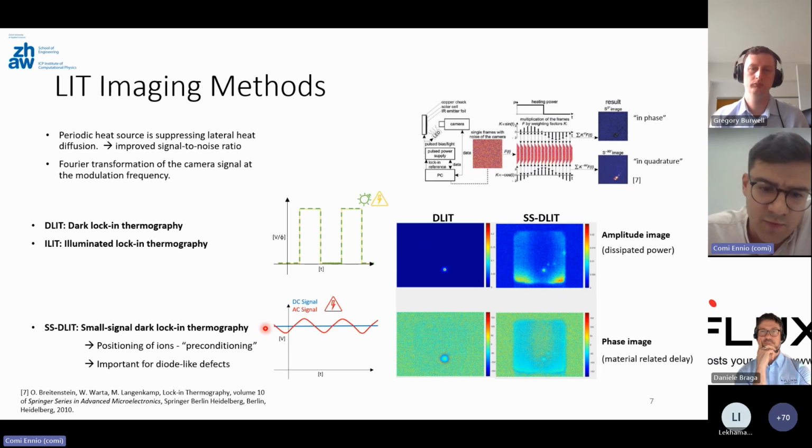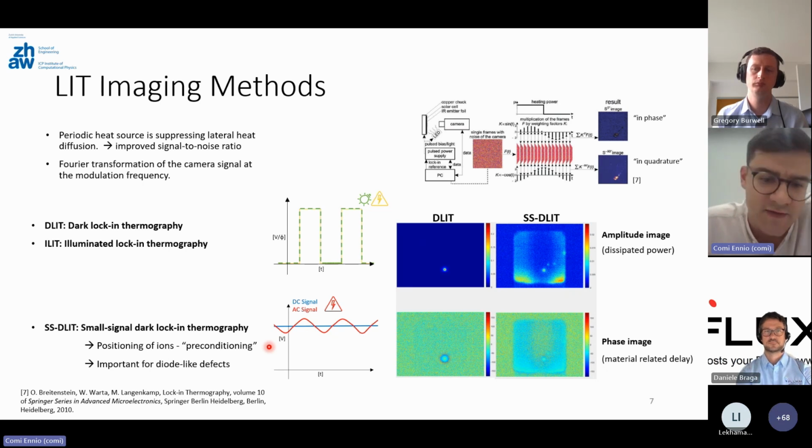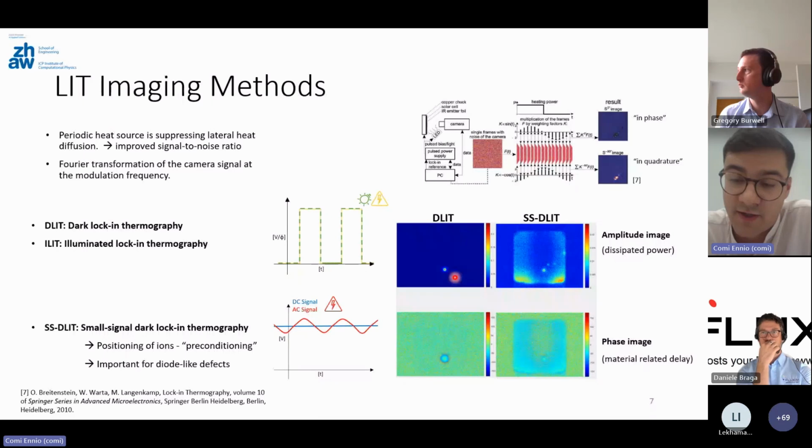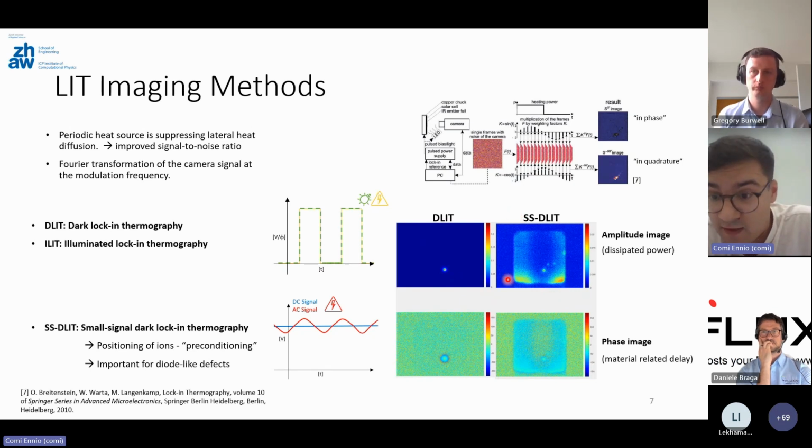Because in SSD-LIT, we apply a small signal perturbation around the bias potential, and this bias potential is causing kind of a preconditioning to the device. And this can be very important to image diode-like shunts. We can see this in this image right here. We have the dark lock-in thermography image of a device, and we see a very pronounced shunt, a very pronounced hotspot. This probably has an ohmic nature. And if we measure the same device with the SSD-LIT method in the same voltage range, we still see this shunt, but we see some heating on the active area as well, because we're kind of in a quasi-steady state. And we see some little hotspots that appear as well, and those probably have a diode-like nature.